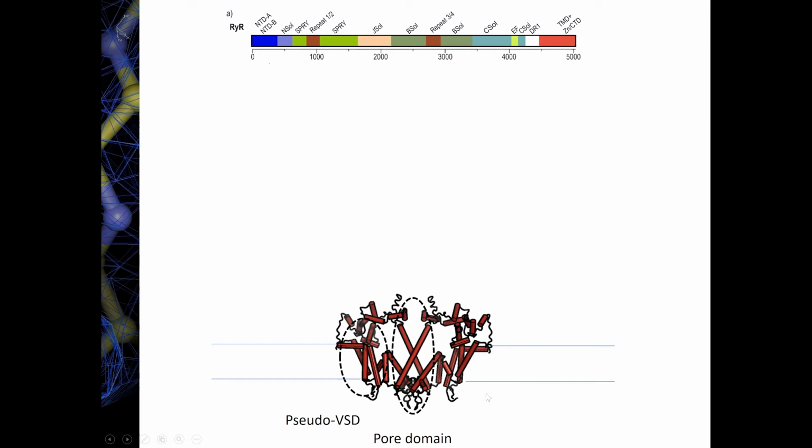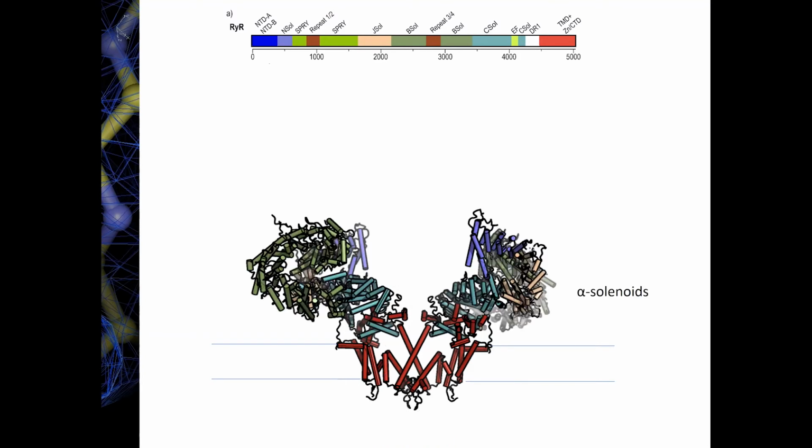Now, this is the business end of the protein. Built on top of that is a huge core of so-called alpha solenoids. And these are just very alpha helical rich motifs. There's a couple of these very large solenoids that I'm showing in different colors here. And these alpha solenoids constitute around 50% of the mass of the entire ryanodine receptor.